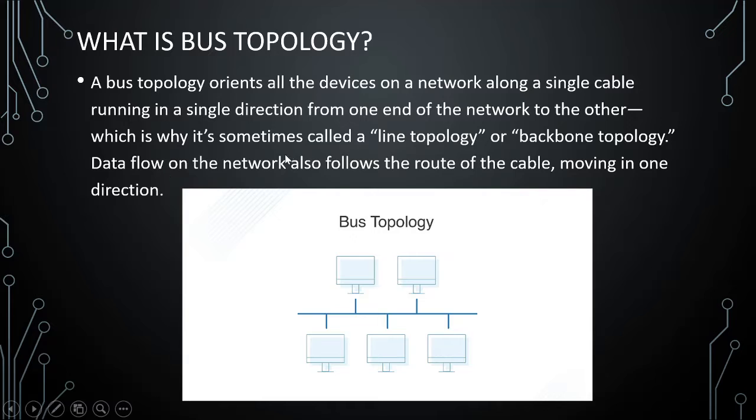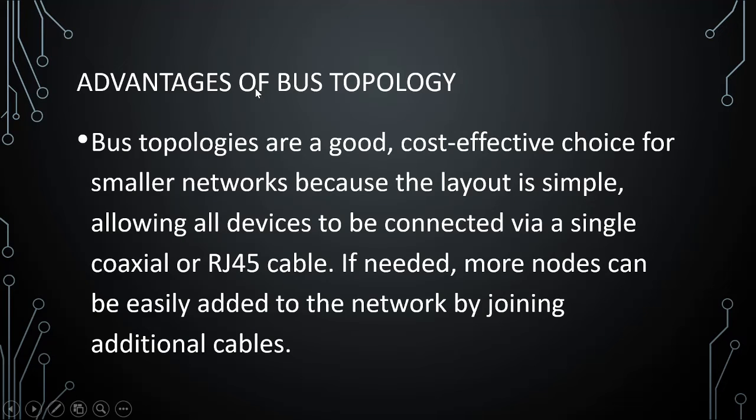So which is why it's sometimes called the line topology or backbone topology. Data flow on the network also follows the route of the cable, moving in one direction. So, advantages of bus topology. Bus topologies are a good cost-effective choice for smaller networks because the layout is simple, allowing all devices to be connected via a single coaxial or RJ45 cable.